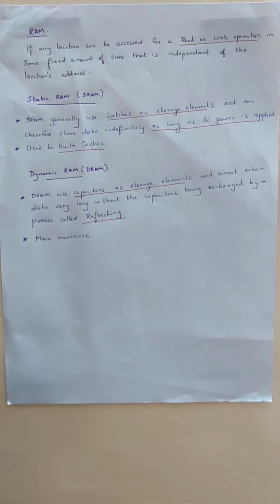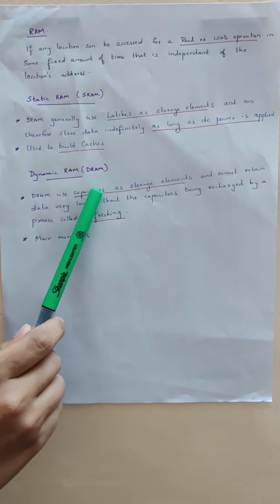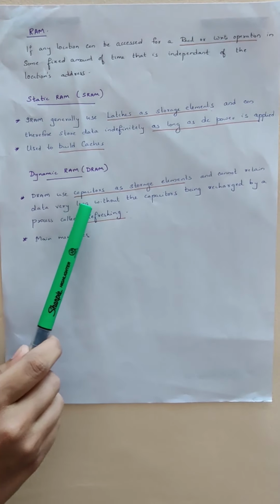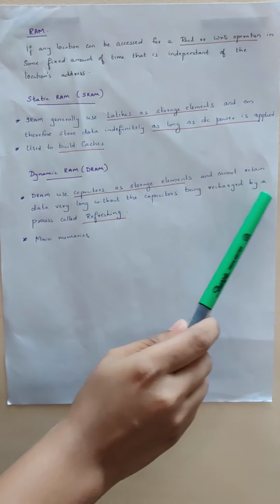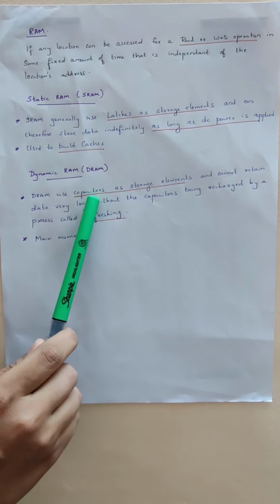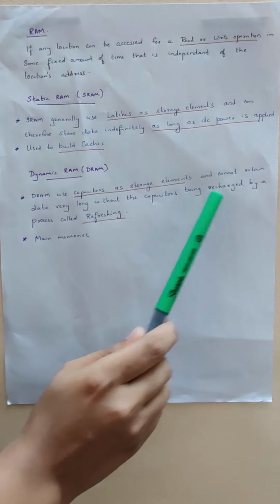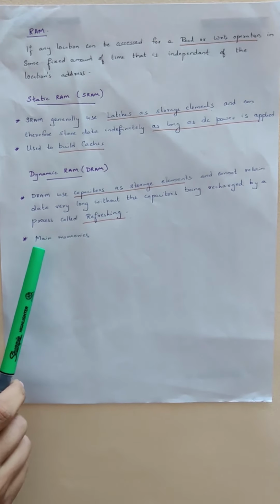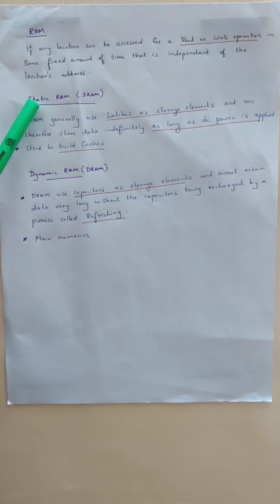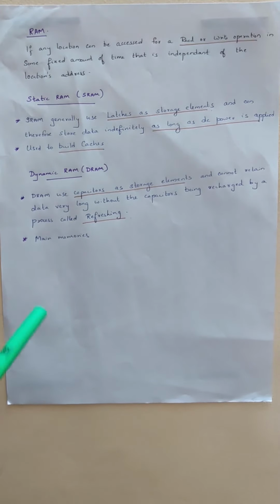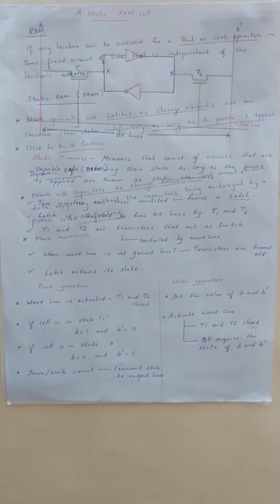Now the dynamic RAM. Dynamic RAMs use capacitors as a storage element. And these DRAMs cannot retain data for very long without the capacitors being recharged by a process called refreshing. So here the storage element is a capacitor. And how do you store the data? You have to keep recharging the capacitors, and the process is called refreshing. These DRAMs are used to build main memories. So SRAM is used to build cache and DRAM is used to build the main memory. Now we'll move on into the details of a static RAM and a dynamic RAM.